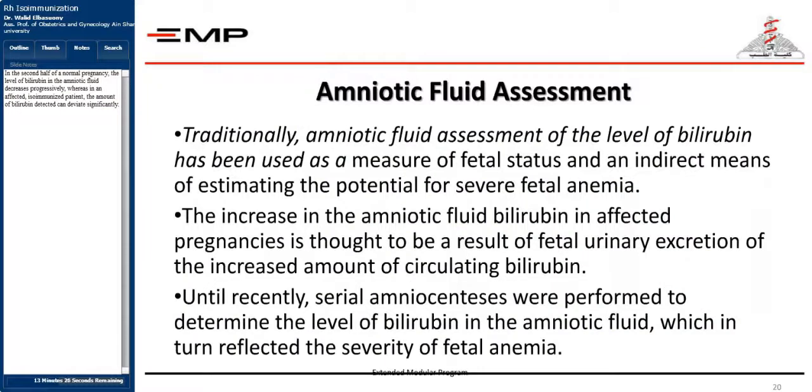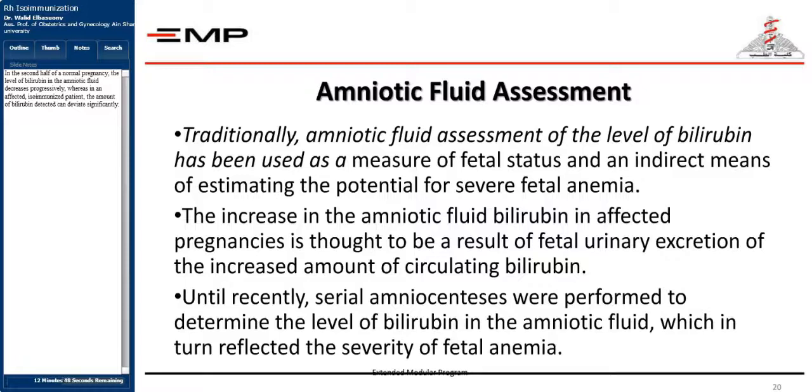Amniotic fluid assessment is an assessment of the level of the bilirubin that has usually been used traditionally to measure the fetal status and as an indirect means of estimating the potential for severe fetal anemia. In the second half of a normal pregnancy, the level of bilirubin in the amniotic fluid decreases progressively, whereas in an affected isoimmunized patient, the amount of bilirubin detected can deviate significantly. The increase in the amniotic fluid bilirubin in affected pregnancies is thought to be a result of fetal urinary excretion of the increased amount of circulating bilirubin. Until recently, serial amniocentesis were performed to determine the level of bilirubin in the amniotic fluid, which in turn reflected the severity of the anemia.